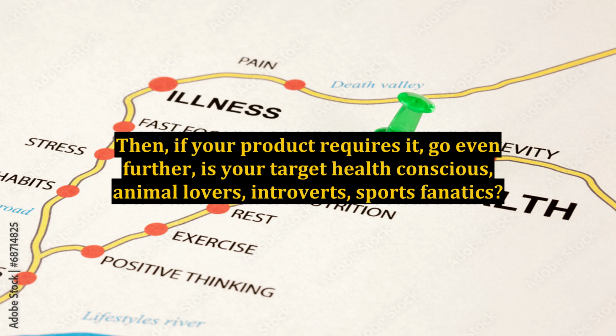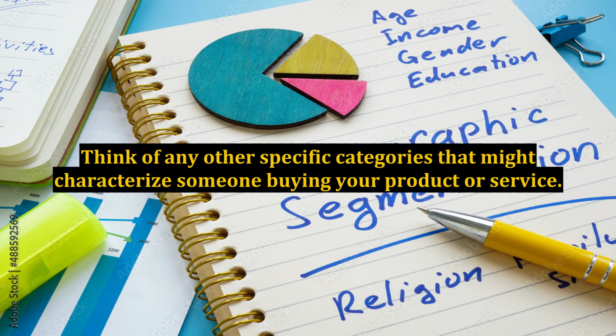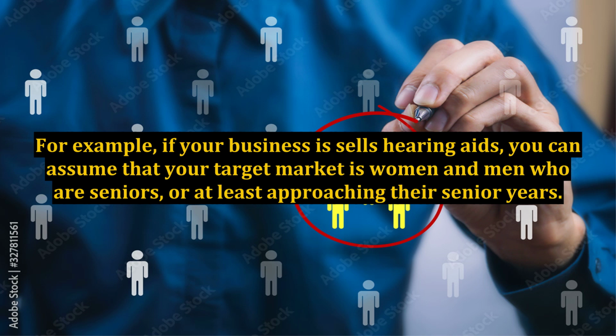Then, if your product requires it, go even further. Is your target health conscious, animal lovers, introverts, sports fanatics? Think of any other specific categories that might characterize someone buying your product or service. For example, if your business sells hearing aids, you can assume that your target market is women and men who are seniors, or at least approaching their senior years.